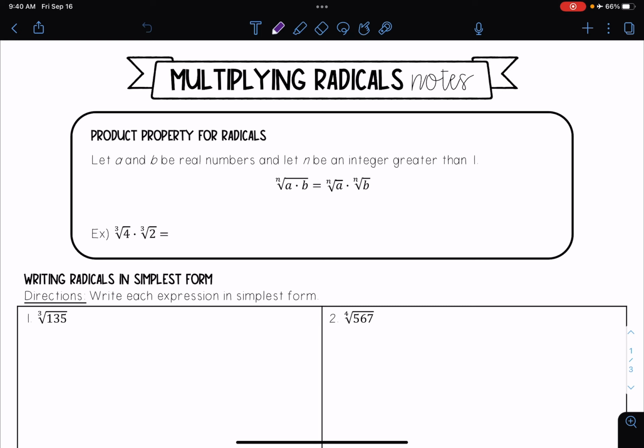Because remember, the nth root of a times b, I can rewrite this as a times b to the 1 over n power. And we learned that we can distribute that power to be a to the 1 over n times b to the 1 over n, which again is just the same thing as the nth root of a times the nth root of b. So for example, if I have the cubed root of 4 times the cubed root of 2, this would equal the cubed root of 4 times 2, which is 8. And we know the cubed root of 8 is equal to 2.